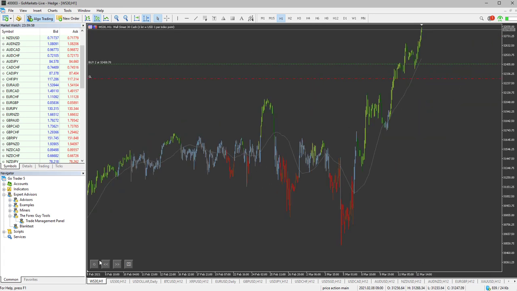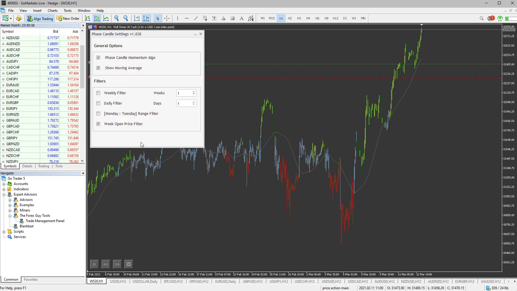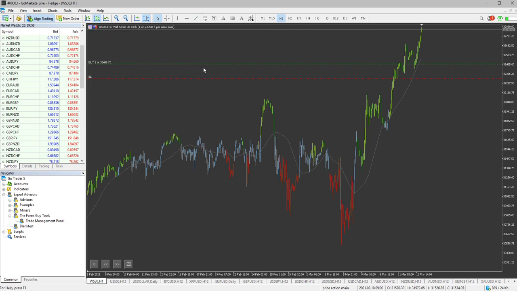MT4, like I said, has a button here in the phase candle settings. MT4 only really has a crude way of doing it. You just press the button, it'll open all the charts and keep scrolling back to force the program to download broker history. It just automates that process for you. It's a bit crude, but MT5 offers a much more streamlined approach.